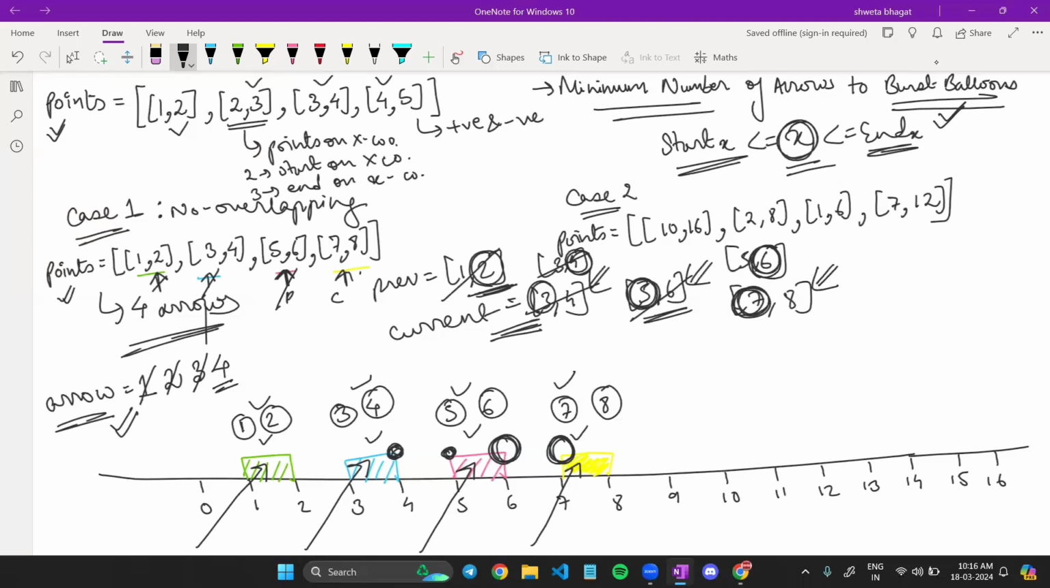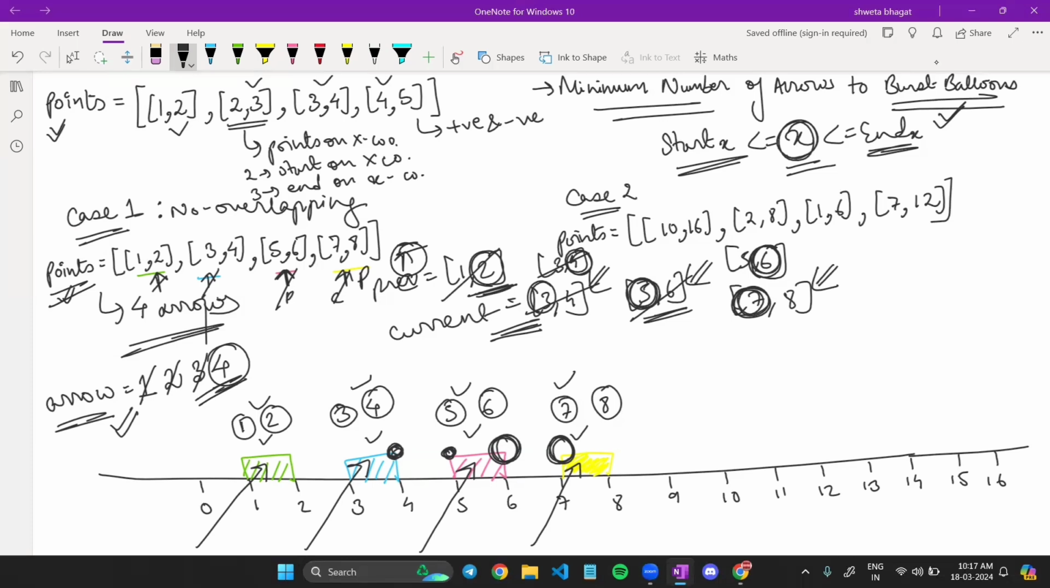Now again, our previous will get incremented and current will get incremented. So we can see that we don't have anything in current, right? So what does it mean? It means that we have completely processed all the elements that we have in this points, right? So it means that this is our answer. That is, we require in total 4 arrows to burst all these balloons, correct?